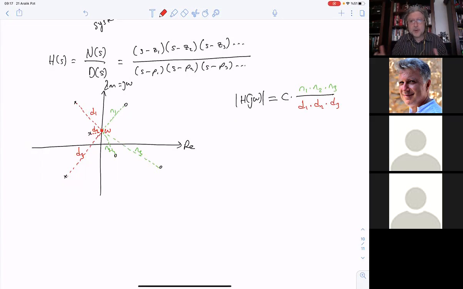If you have more poles and more zeros, obviously in the numerator it will be times N4 times N5, etc. In the denominator it will be times D4 times D5, etc. So the distances to the zeros will be in the numerator. The distances to the poles will be in the denominator. Okay, this is the methodology to construct the magnitude spectral response. All right, it may be a good idea to see it through an example.